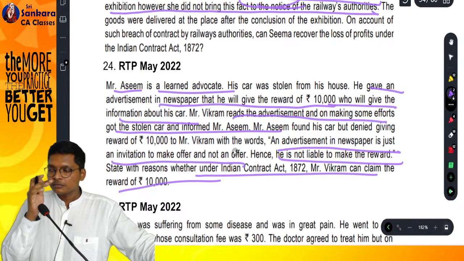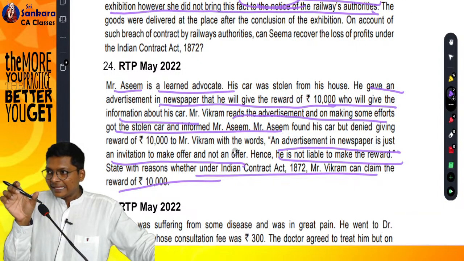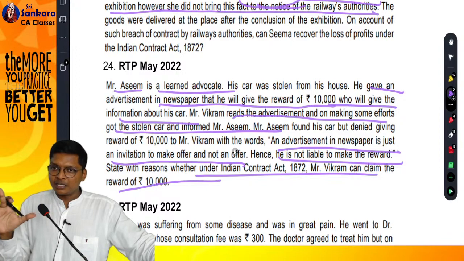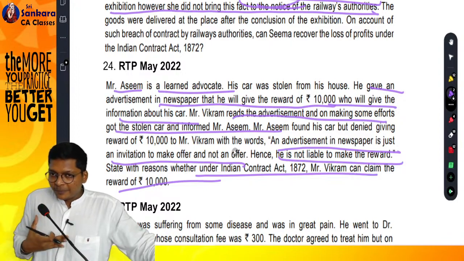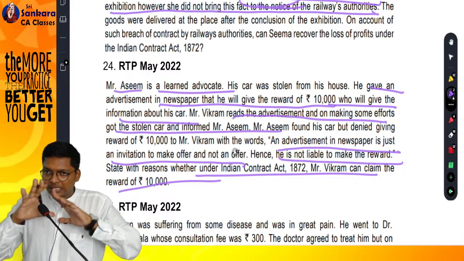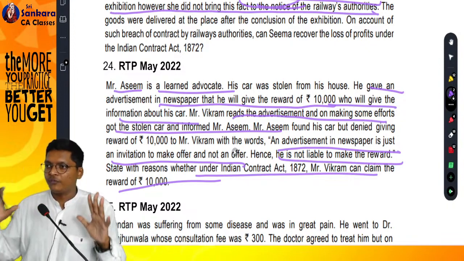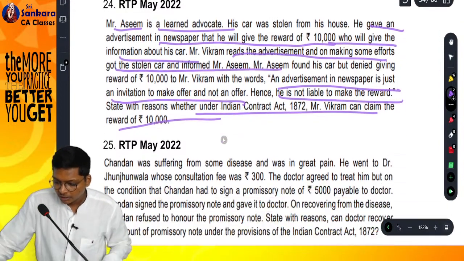Is it given anywhere in the book that the exception to invitation to offer is a newspaper ad? No. So for that purpose, I just wanted to show you the answer. It is not per se an exception in the Act. It's just a concept: general offer, acceptance. Clear, guys? Next.